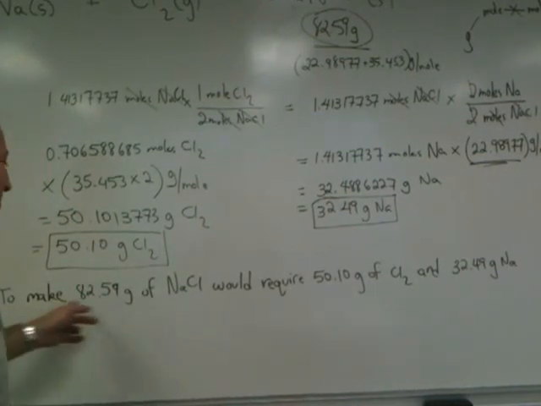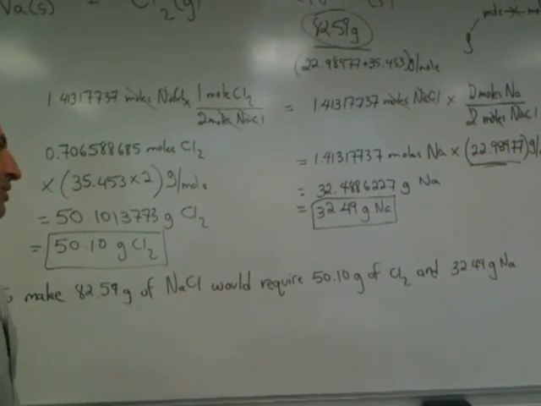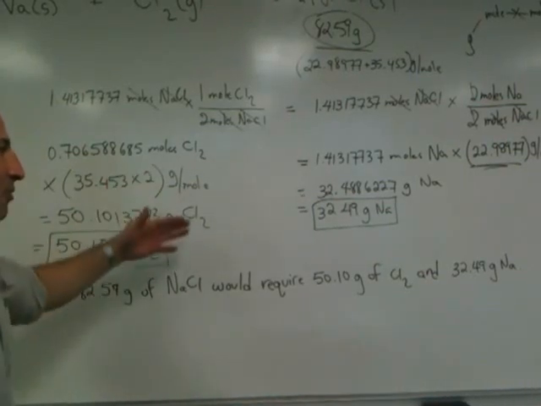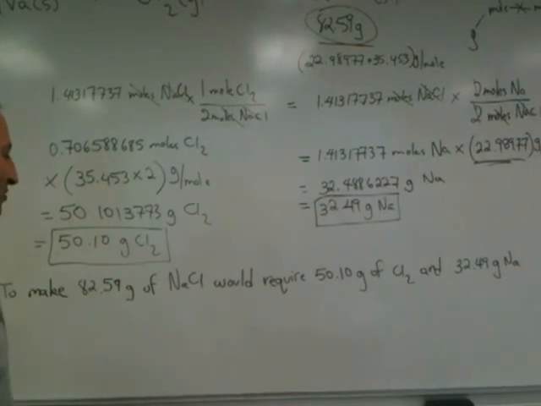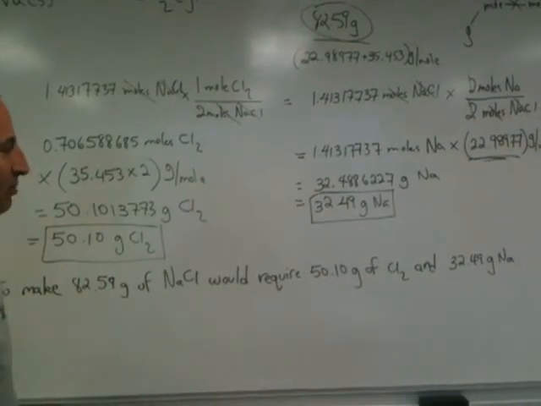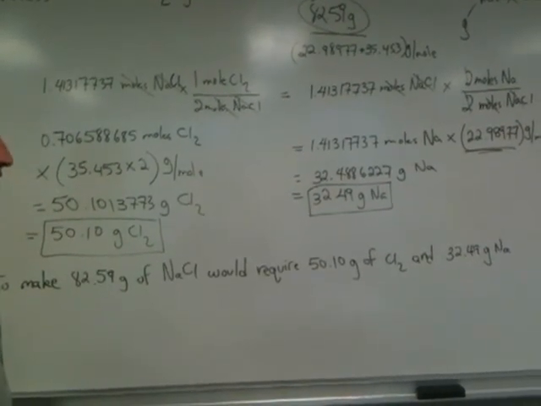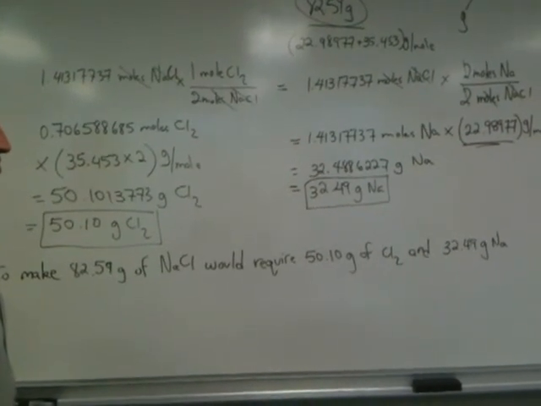And then I made a last statement. This is typical of what you would put in an exam question. At the end of your problem, once you finished all your calculations, you would say, to make 82.59 grams of sodium chloride would require 50.10 grams of chlorine gas and 32.49 grams of sodium.